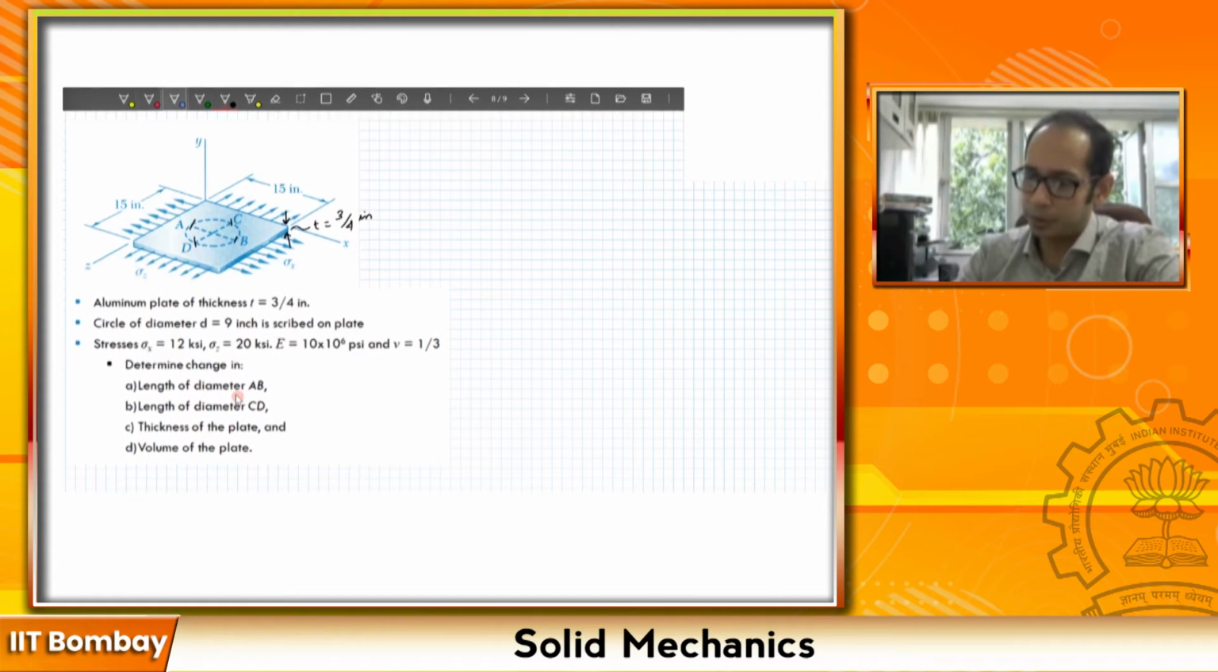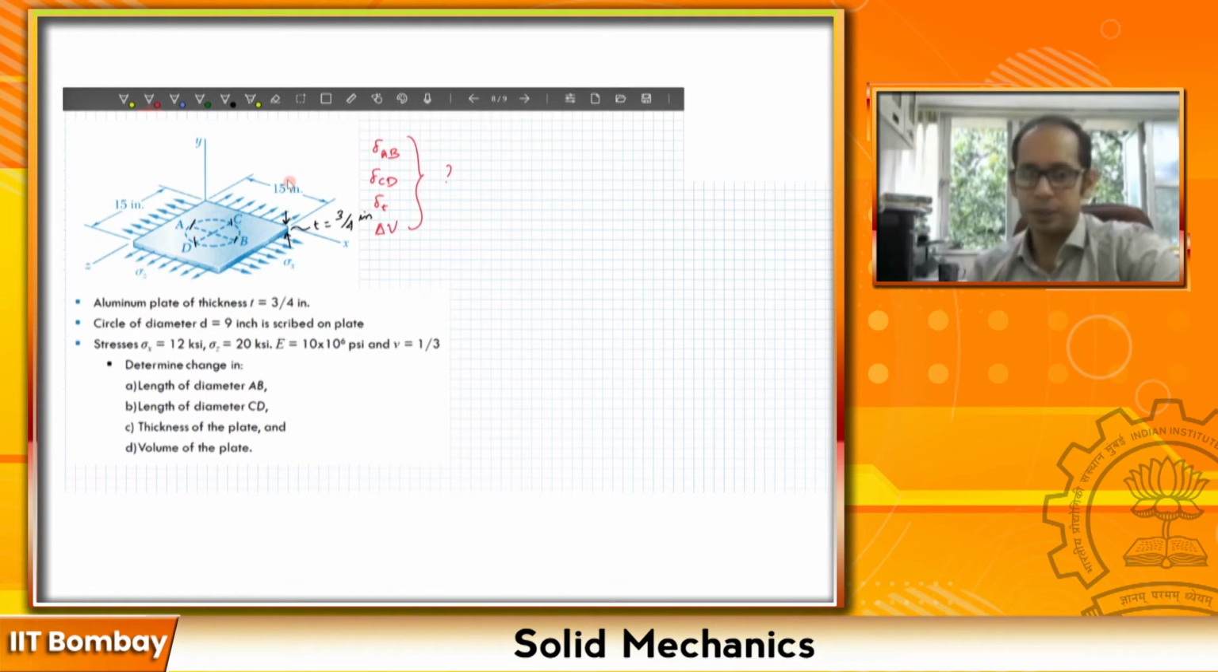So what the problem asks us to find is my delta AB, right? What is the change in the length of the diameter CD? CD is along the z direction, so we have to find delta CD. What is the change in the thickness of the plate? This thickness is along the y direction, so I have to find delta T if the original thickness was T. And the change in the volume of the plate, essentially delta V. So these are the four quantities that we have to find in this problem.